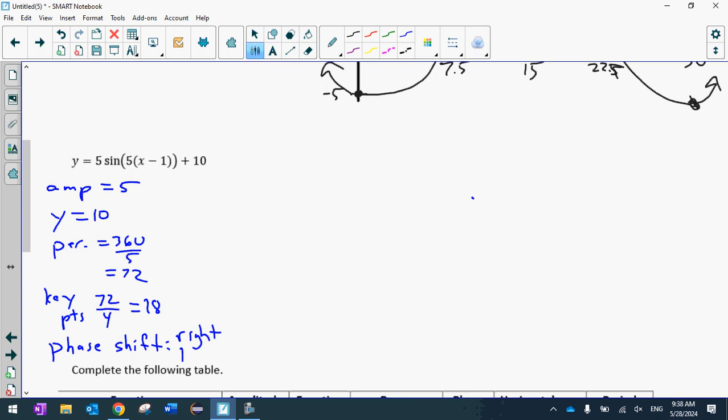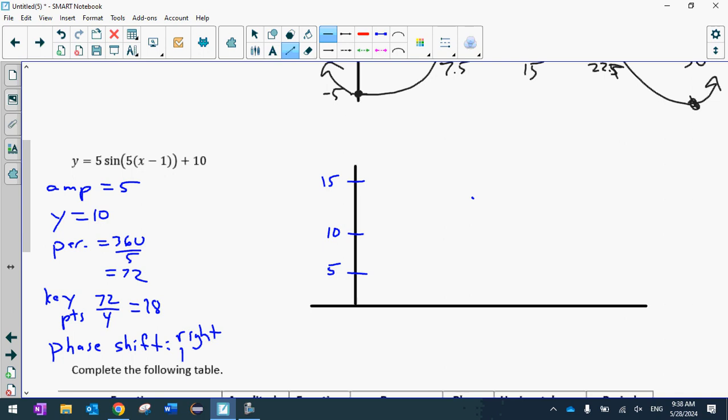All right, so we'll see how this one works out. I'll draw my y-axis first. And I like to think about my midline is at 10, so maybe I'll throw a midline in here at 10. If my amplitude is 5, that means I'm going to go up to 15 and down to 5. And now I've kind of decided on what 5 units looks like. So that puts 0 down here.